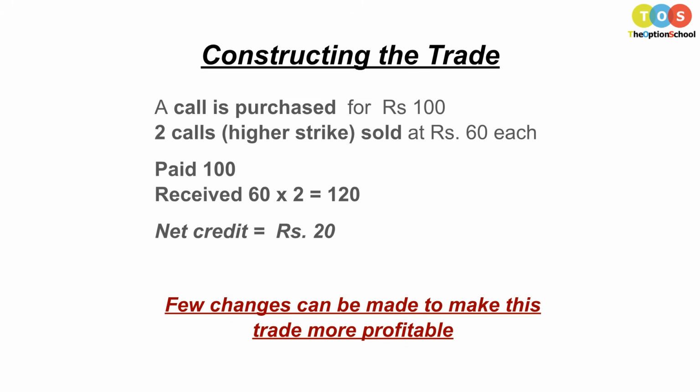A few changes can definitely be made in this trade, but we are just taking a simple example. So in case we sell calls which have a higher premium, obviously the net credit available will increase, and in case we sell calls with a lower premium, the net credit available will be smaller.